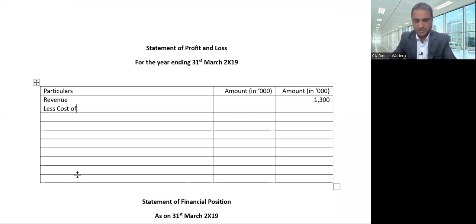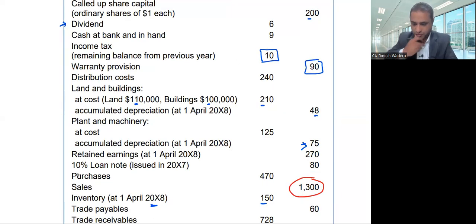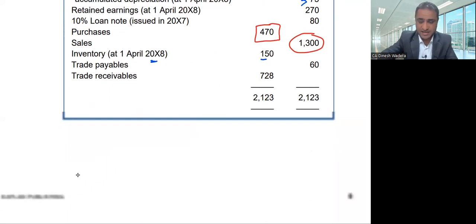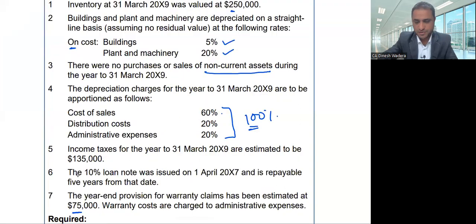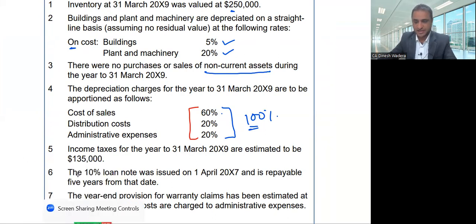Less cost of sales. So what are the cost of sales? Cost of sales has the simple formula: opening balance plus purchases minus closing balance. But there is a catch. If you look at the question carefully, they also want us to adjust the depreciation in cost of sales. So unless we calculate the depreciation and its apportionment over the cost of sales, distribution cost, and administration expenses, it will not be proper for us to perfectly calculate the cost of sales.